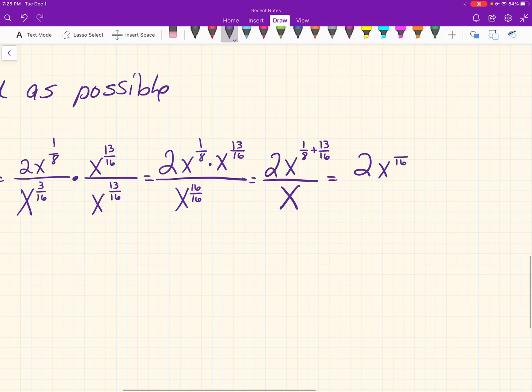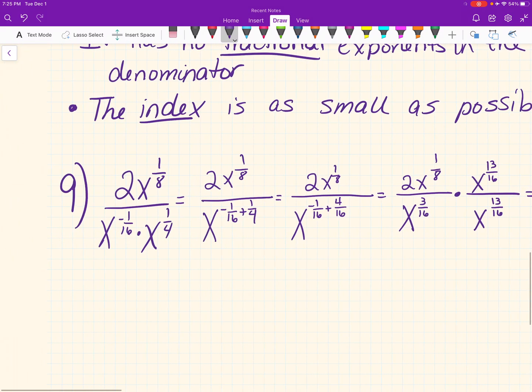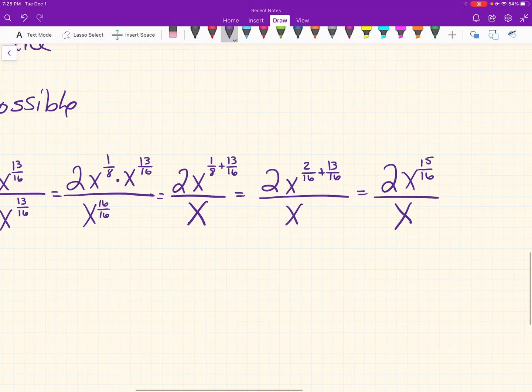So if I put a 16 here, that means 2/16 is the same as 1/8. 13/16 is in the numerator. In the denominator, we're still with an x. So now we have 2x to the 15/16 over x. We do not change it to a radical because the original problem had fractional exponents, so our answer can stay as fractional exponents. We'll spend a lot of time going over the homework.